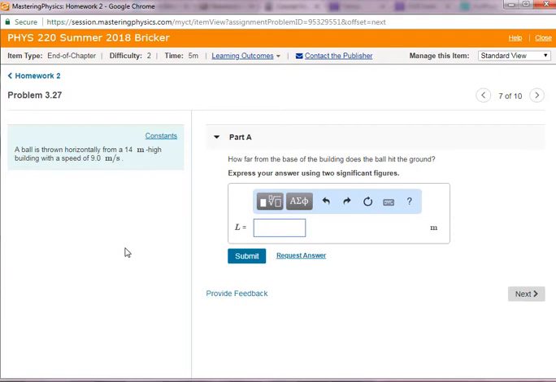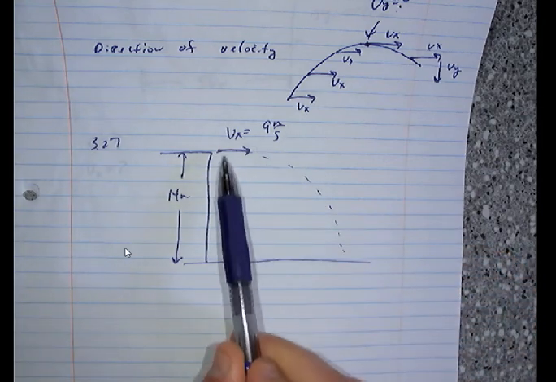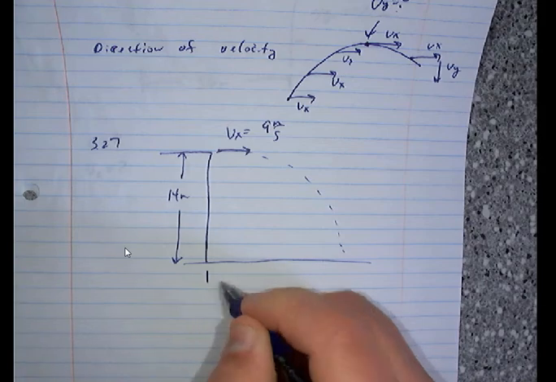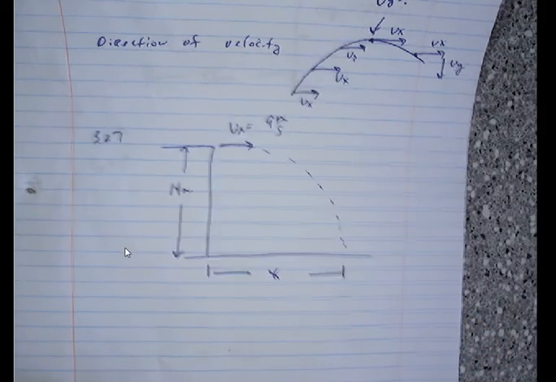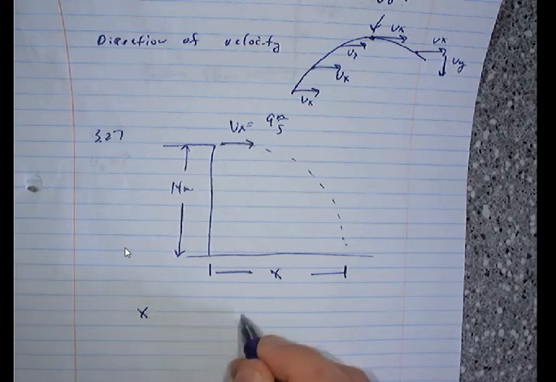All right, let's draw this out. Okay, so 14 meters high. Thrown horizontally, it only has an x velocity. The x velocity will stay the same the whole time. So we want to know this distance. Now, this is projectile motion. We've got x motion going on at the same time we have y motion going on. So here's what we know about this.